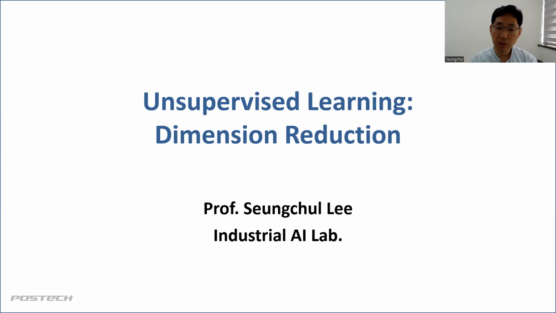We don't have any associated labels or outputs. The first thing that we learned for unsupervised learning is clustering. I already explained what clustering means, and one of the most famous and useful methods for clustering is k-means. I believe I covered all the details related to k-means and clustering. The second topic in unsupervised learning is dimension reduction.